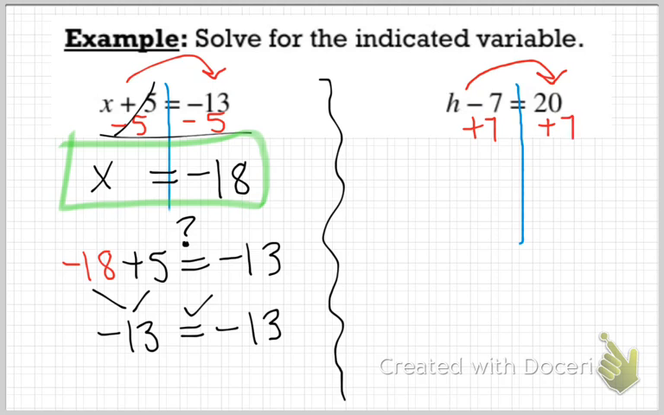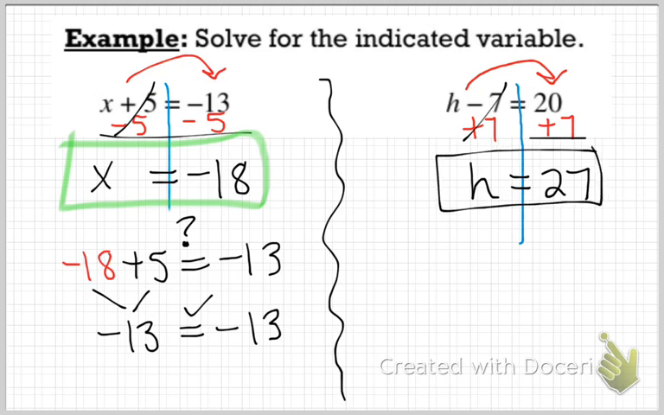Next we're going to combine this. So negative 7 plus 7 is just 0, so that cancels out. Bring down the h. Bring down the equal sign. Here we have that 20 plus 7, do the math, and that gives us a 27. So our answer is h equals 27.